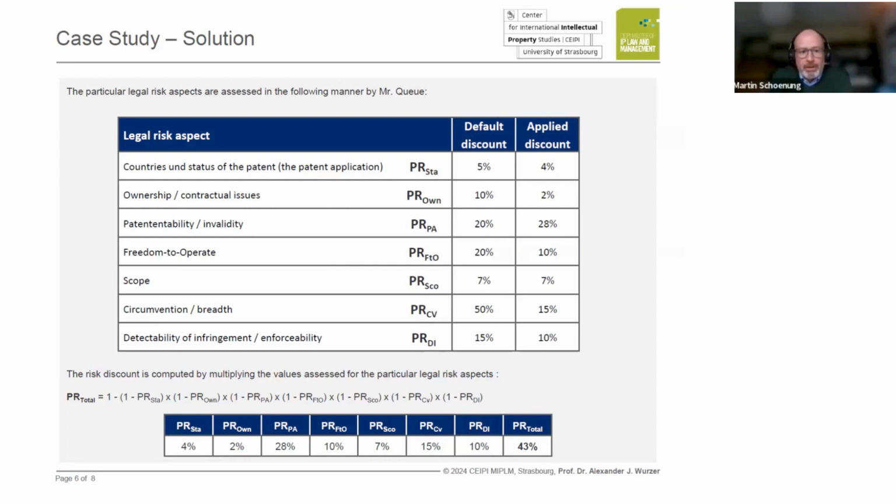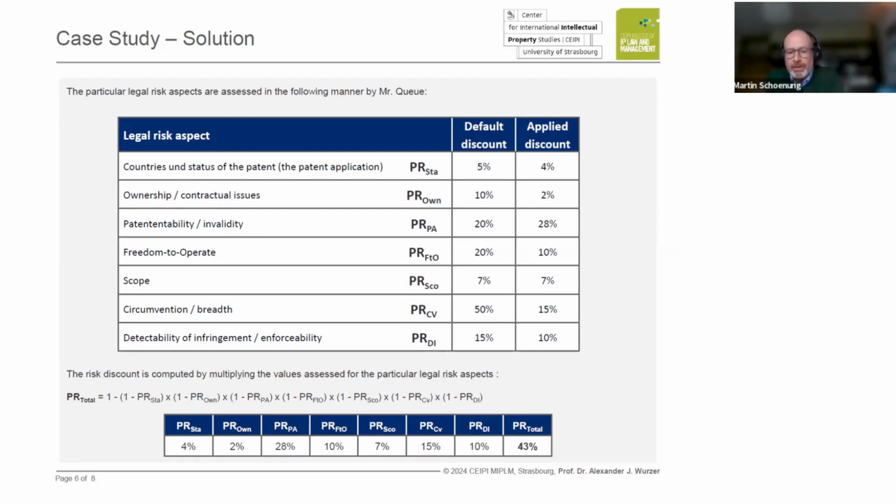The scope of protection is very well in line with the components and processes. So in this case this standard risk has been kept at 7%. Circumvention breadth is about the risk that a competitor is developing an alternative with a similar customer benefit. In this case, this risk is quite low.